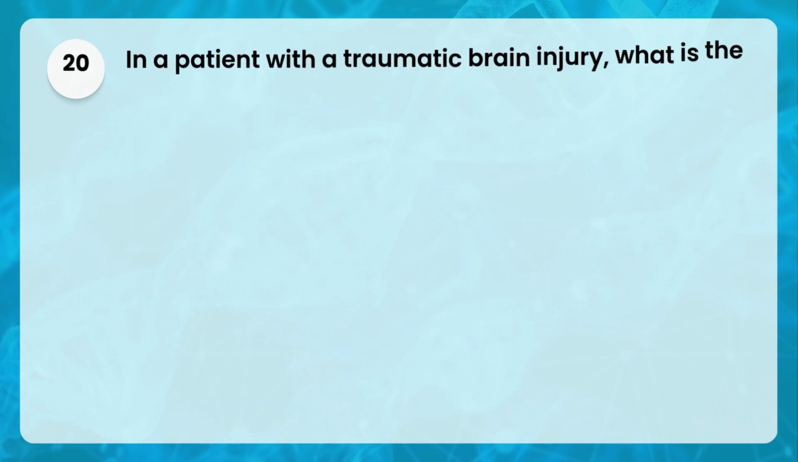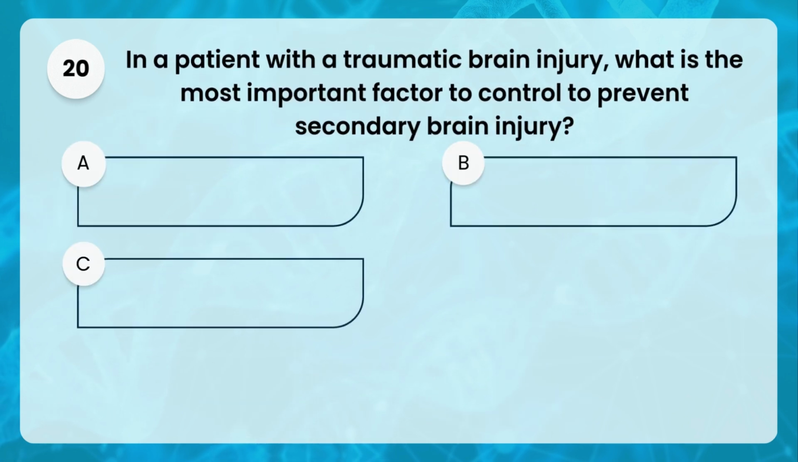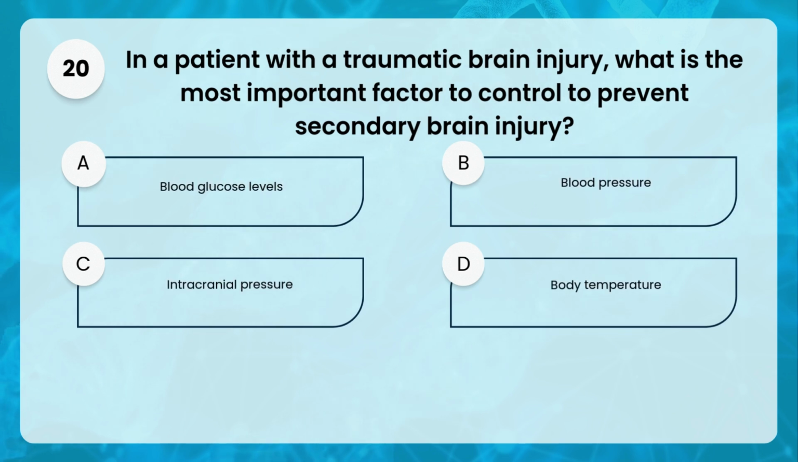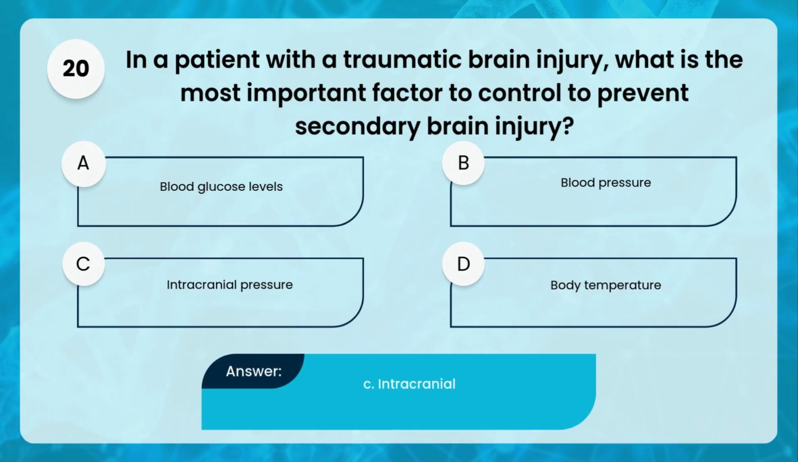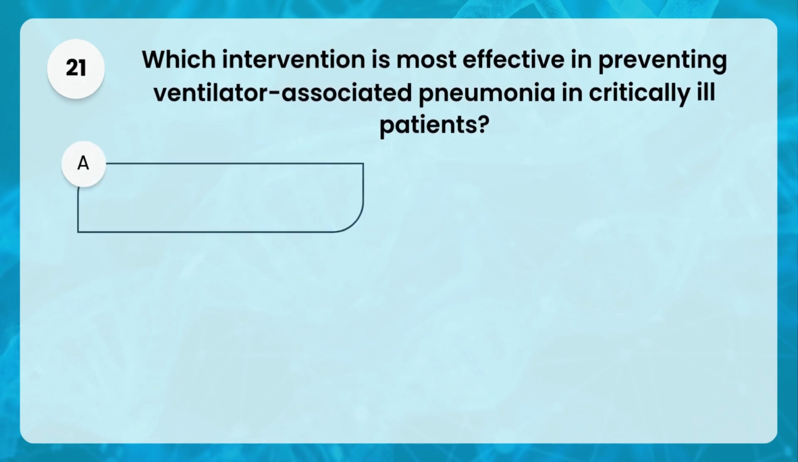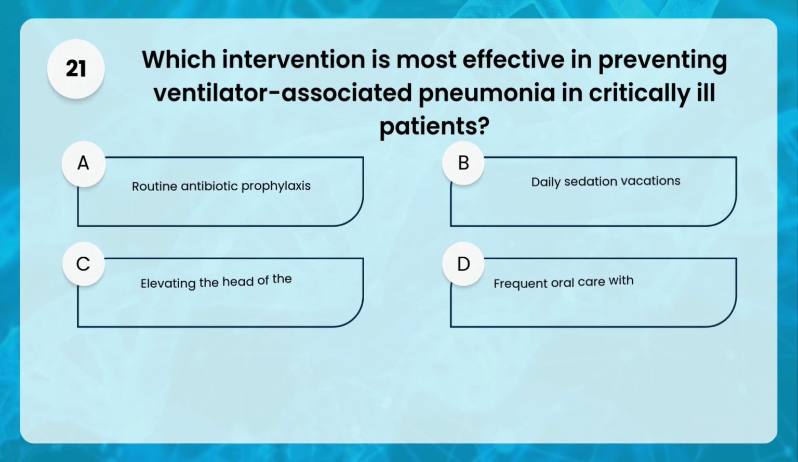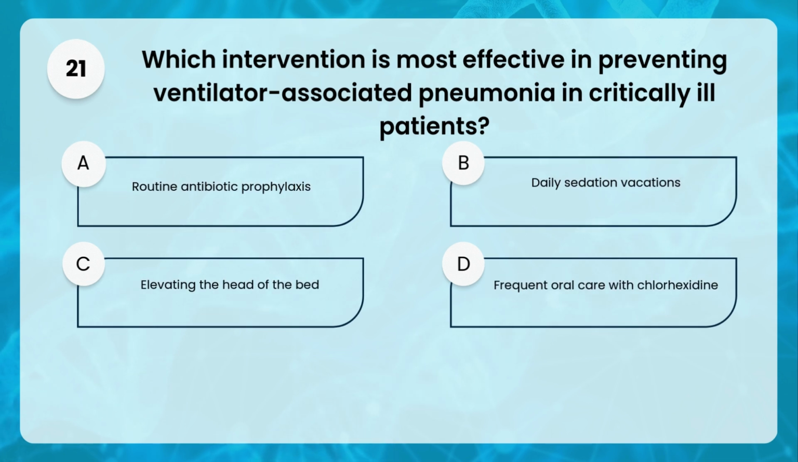Number 20. In a patient with a traumatic brain injury, what is the most important factor to control to prevent secondary brain injury? A. Blood glucose levels. B. Blood pressure. C. Intracranial pressure. Or D. Body temperature. The answer is C. Intracranial pressure.